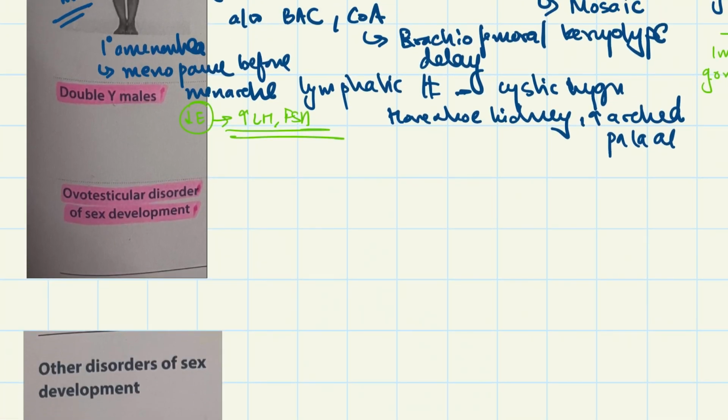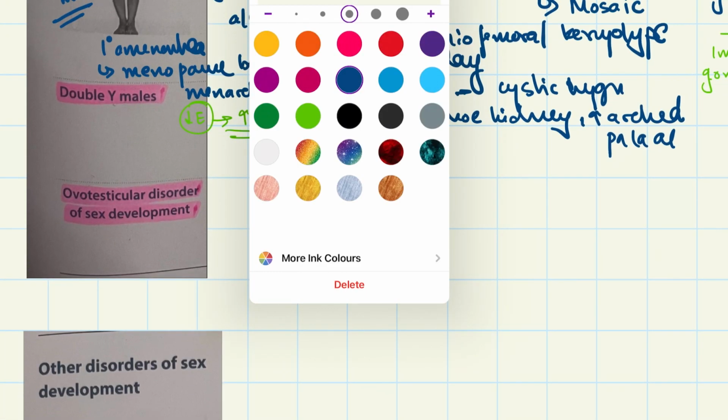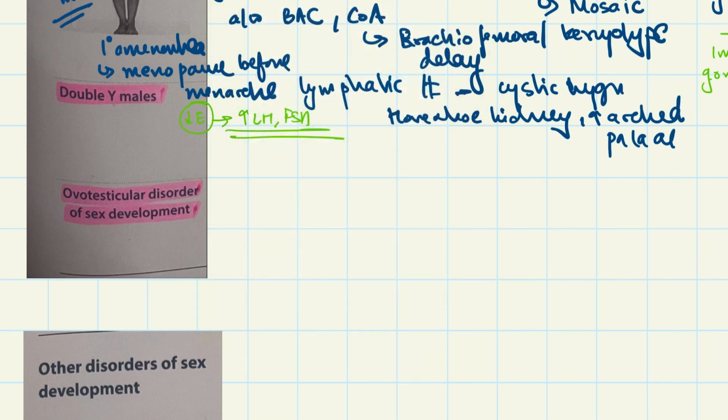The next disorder is the double Y male. So here, like Klinefelter was 47XXY, the double Y males are 47XYY. So they are phenotypically normal, and hence they usually go undiagnosed. These males are very tall, the fertility is also preserved, and they may be associated with severe acne, learning disabilities, and even autism spectrum disorder.